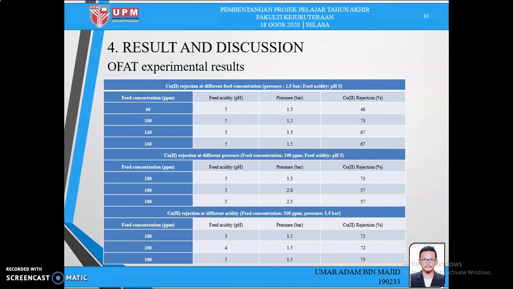In addition to that, when pressure and acidity were tested, the same condition shows the optimal condition, at 100 ppm concentration, 1.5 bar pressure with pH 5. However, the acidity factor only affects the rejection with a decrement of 1% at pH 5. So we believe that the acidity factor does not affect the rejection of heavy metal much.